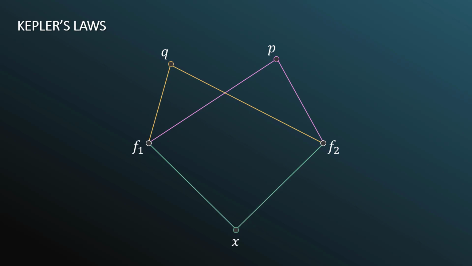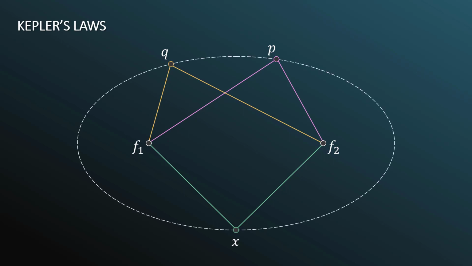So if I add the lengths of the 2 teal lines together, that will equal the same value as if I add the lengths of the 2 orange lines together or the 2 pink lines together. And there are actually many more points like this. There are an infinite number of points like this. And the collection of all such points is an ellipse.